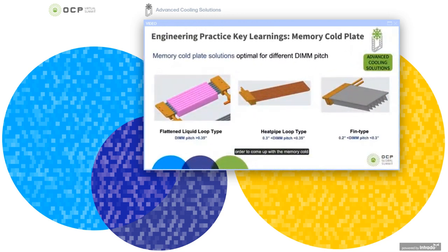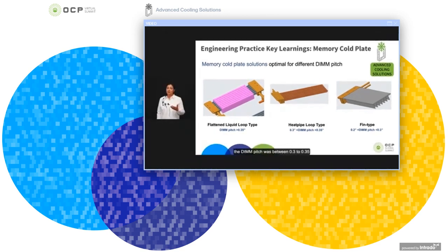Now in order to come up with the memory cold plate, what did they look at? So they looked at the DIMM pitch. So let's say if the DIMM pitch was greater than 0.35 inches, then they used a flattened liquid channel loop for the design. And then if the DIMM pitch was between 0.3 to 0.35 inches, then they used heat pipes connected to the manifold. And then for the DIMM pitch which was between 0.2 to 0.3 inches, they used heat sinks, which were cooled on the side by the liquid.